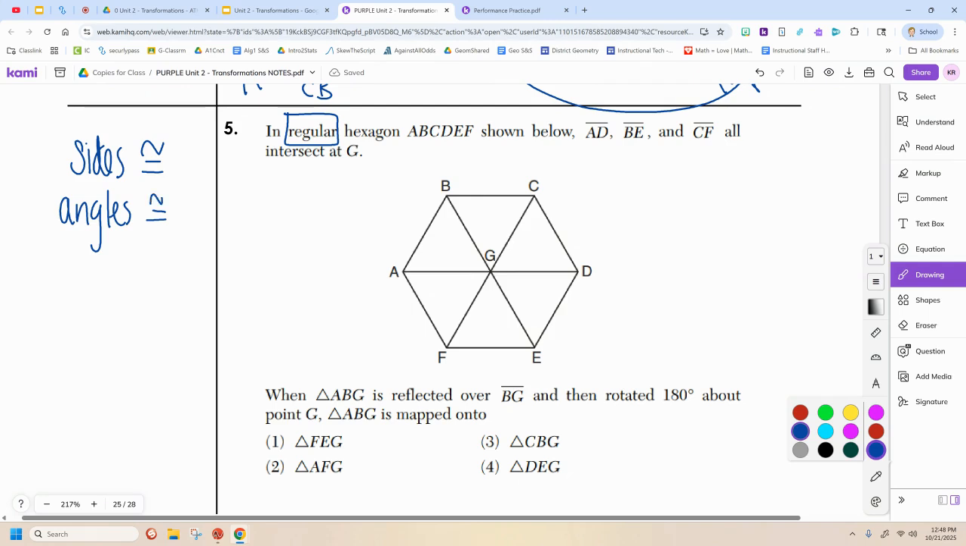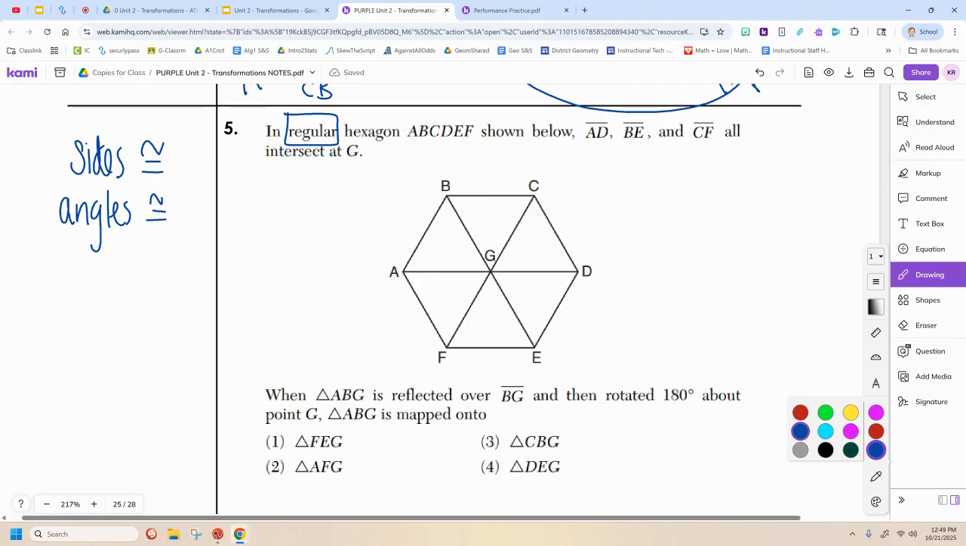Is a rectangle a regular quadrilateral? No. Okay, regular means all sides are congruent. That thing that you rotated, the little house guy, was not a regular pentagon, right? That was not. Okay. So in regular hexagon ABCDEF shown below, we have all these different diagonals that intersect at G.